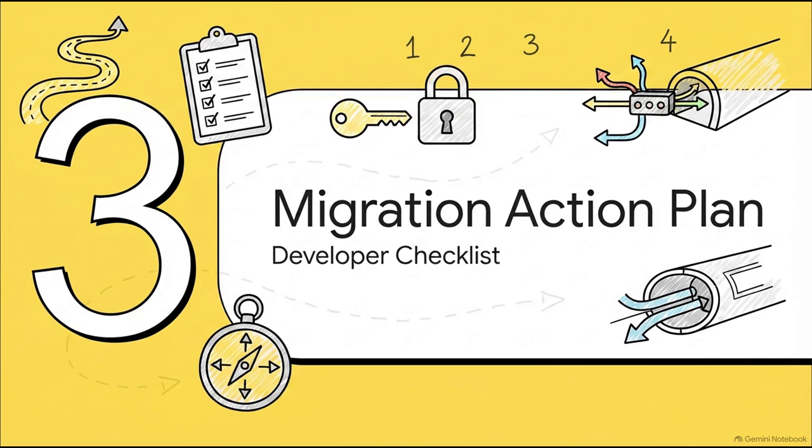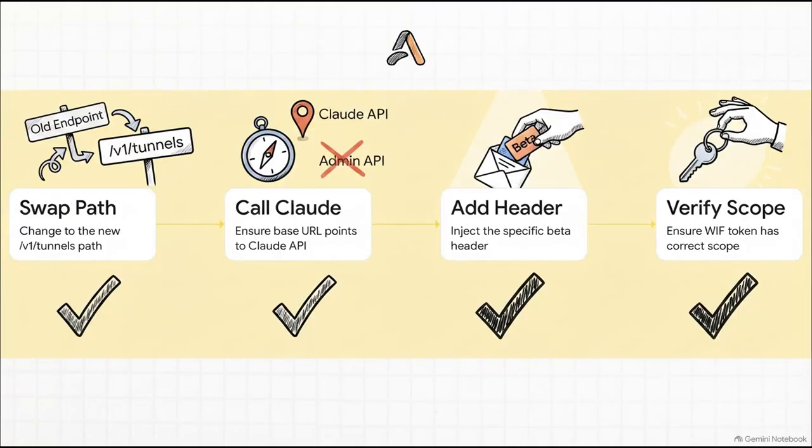This is your pragmatic 4-step developer checklist. Look, just knowing the endpoint changed is really only step 1. Now we need a rapid-fire execution plan. If you've already got an integration running against that old admin endpoint, here is your exact 4-step checklist to migrate successfully. Step 1, swap that endpoint path in your code over to v1/tunnels.